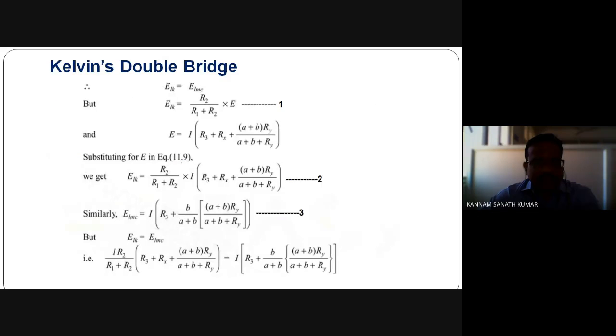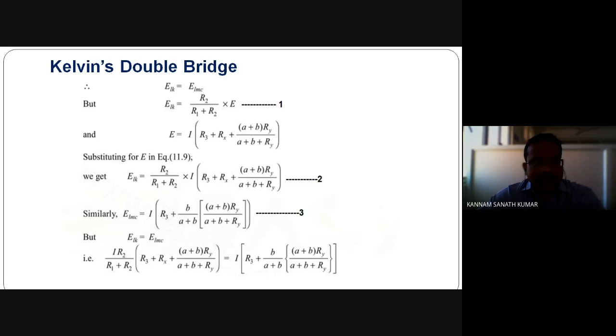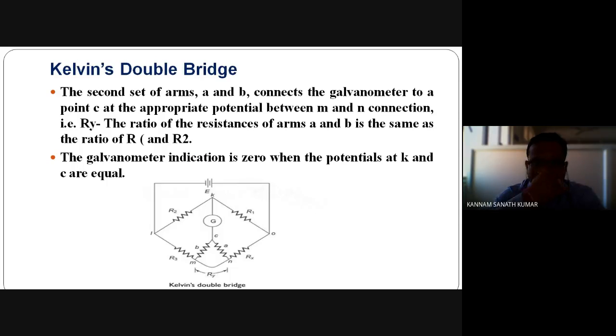So if you see, when the galvanometer is giving some indication, you can say the bridge is not in balanced condition. When the galvanometer indication is 0, the potential at K and C are equal. The galvanometer current is 0, or the bridge is said to be in balanced condition, when the potential at K and the potential at C are equal.